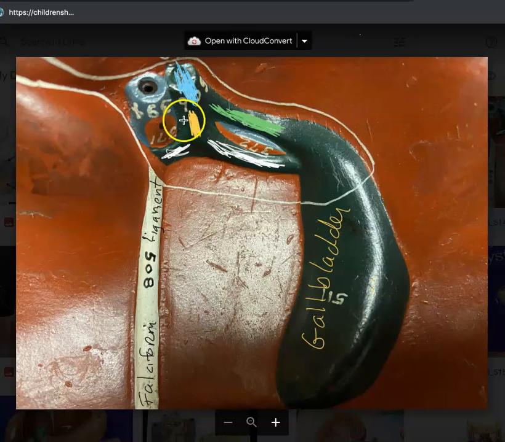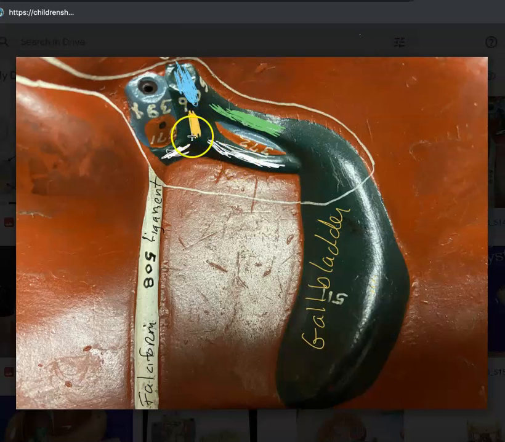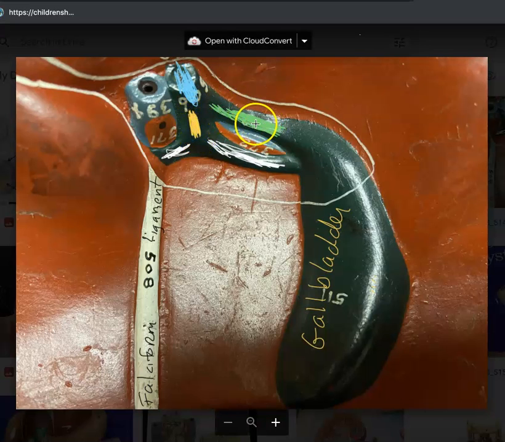So let me go through that again. Right and left hepatic ducts merge into, or unbranch into, the common hepatic duct. This is the cystic duct out of the gallbladder. So the common hepatic duct and the cystic duct will merge into the common bile duct.